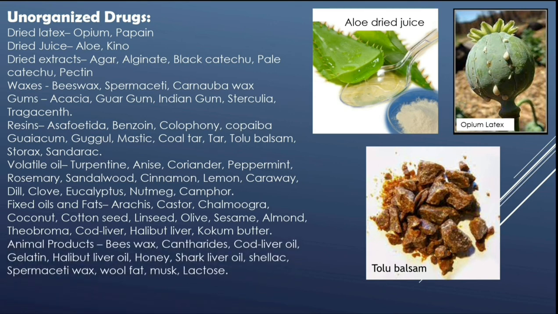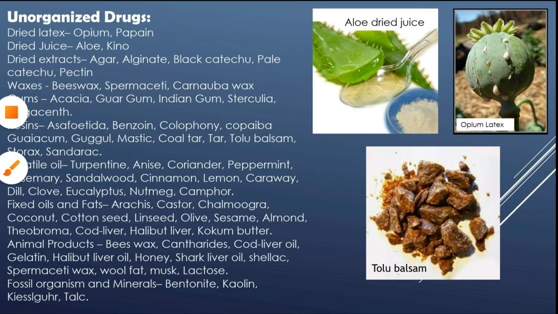Animal products: beeswax, cantharides, cod liver oil, gelatin, halibut liver oil, honey, shark liver oil, shellac, spermaceti wax, wool fat, musk, lactose. These are the animal products which are used as drugs. Fossil organisms and minerals: bentonite, kaolin, kieselguhr, talc. These are the fossil organisms and minerals which are used as drugs.